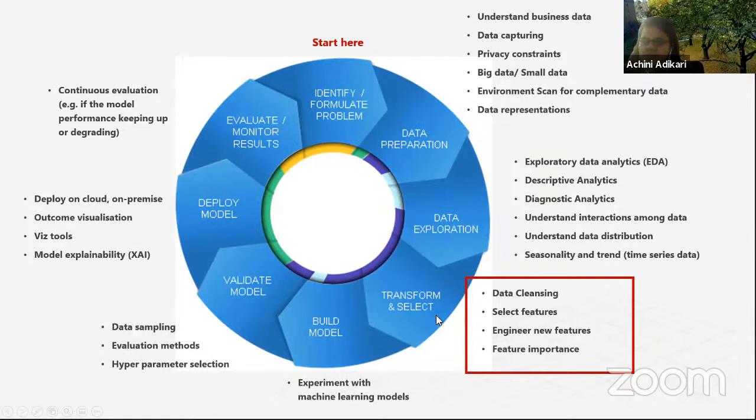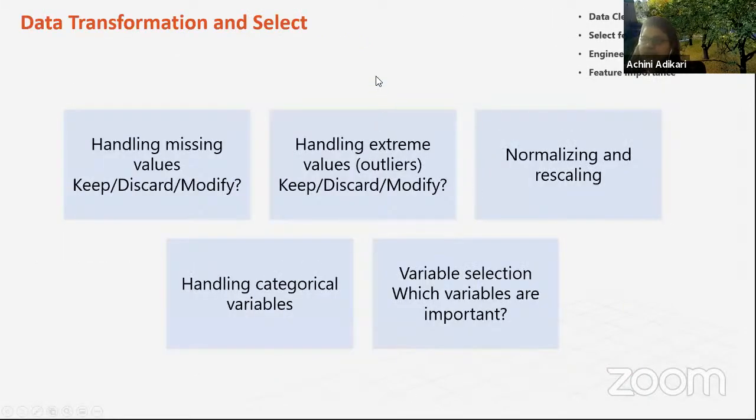And then transform and select. So once we identify different patterns in data, we need to move to the transform and select stage, where we prepare it for the machine learning models. So these are 5 things that we usually do in this phase. So we need to handle missing values if there are any missing values. So are we going to keep them, or are we going to remove them, or are we going to modify them? Even for outliers. So how are we going to handle any abnormalities in our data? Normalizing and rescaling, handling categorical variables, variable selection. So I'll talk about this in the next few slides.